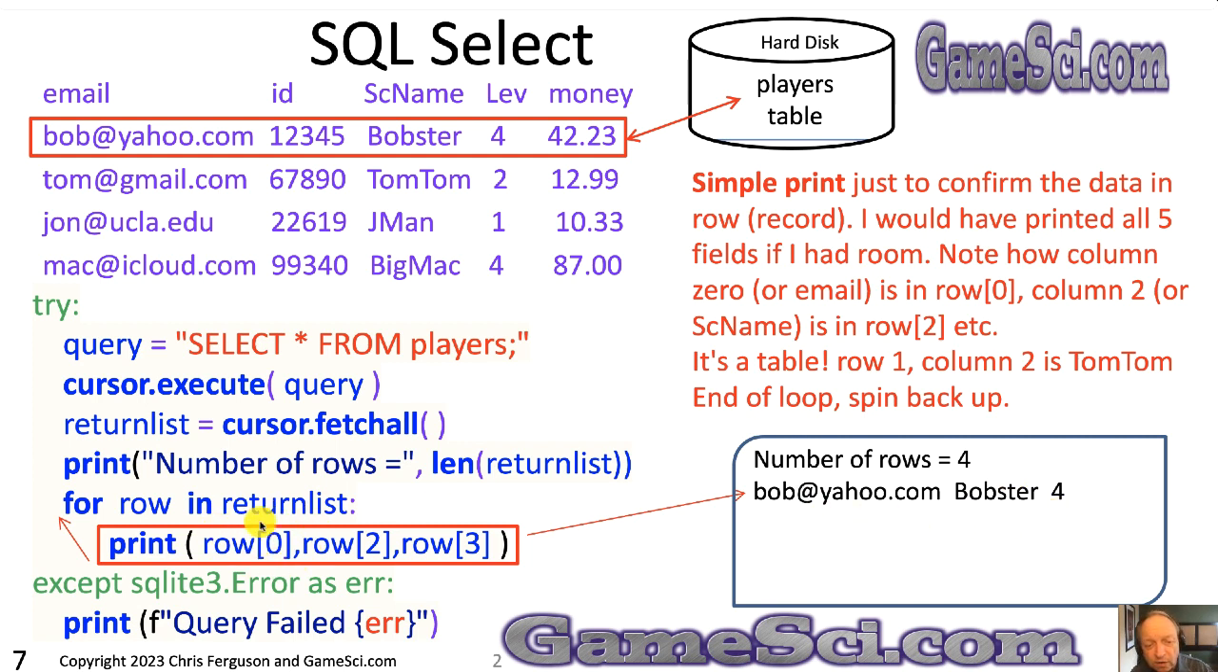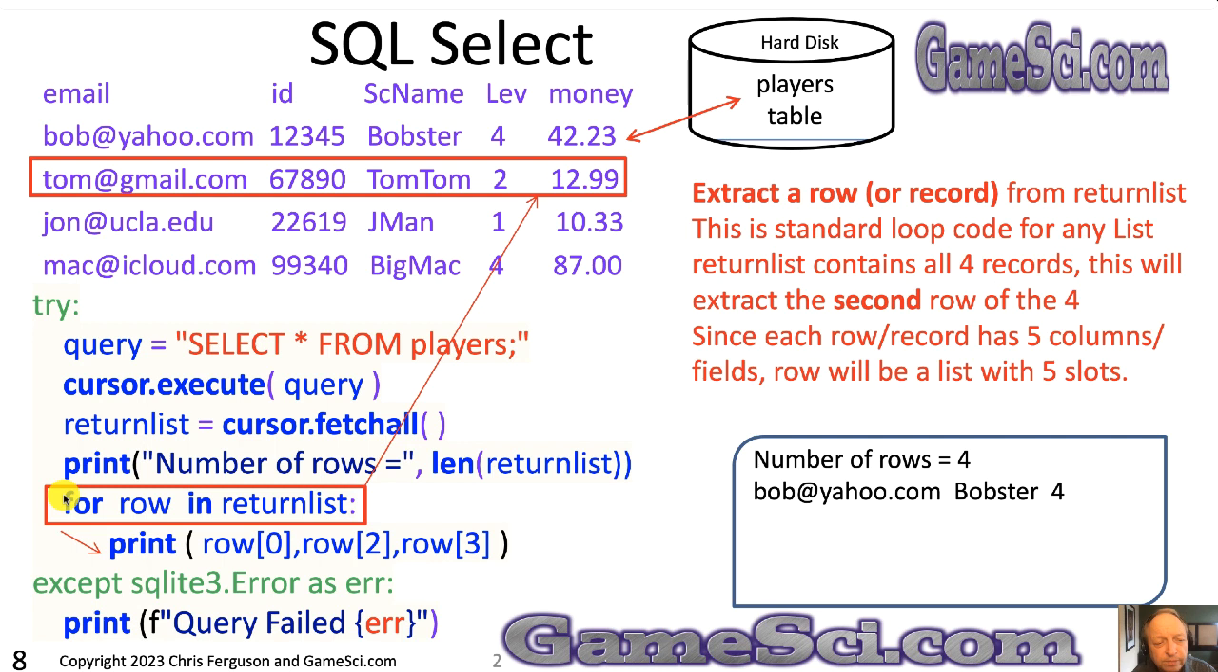Row 0 is this column right there. Row 2 is this column right there. And row 3 is that column right there. And you can see those are the 3 pieces of information that came out. Just because you extracted the whole row from the database doesn't mean you have to print every piece of data in that row. We hit the end of the loop and we came back up and execute the for again.